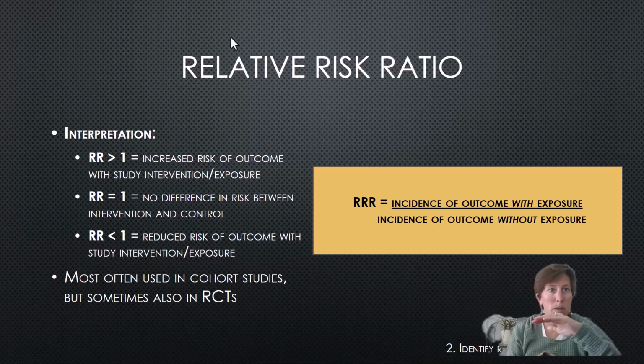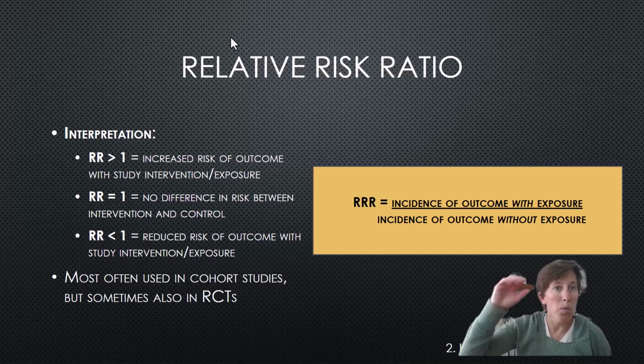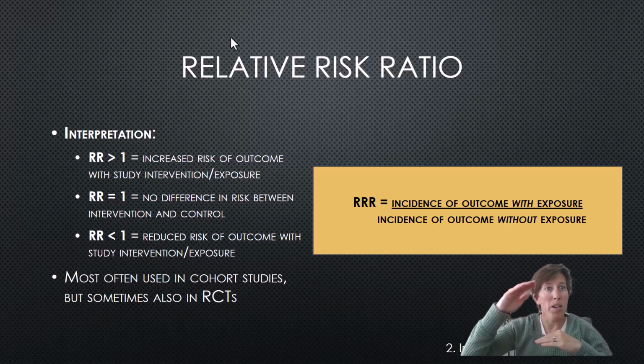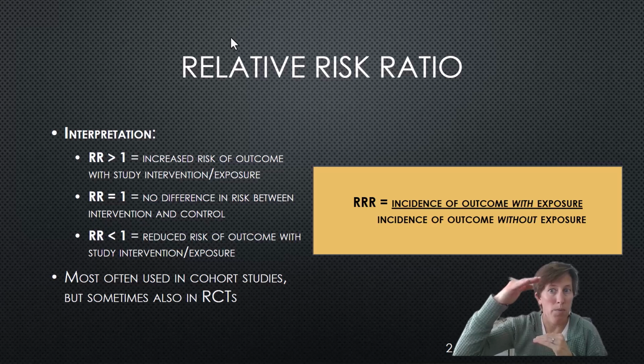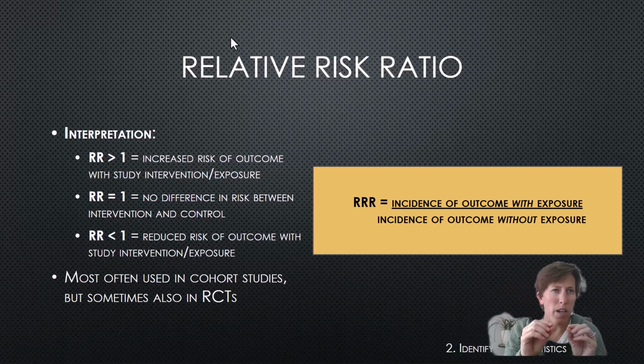Okay, well, let's flip that. So our numerator is lower, our denominator is higher. We have 1 divided by 10 means that there's a reduced risk for those that are exposed compared to those who are not exposed. Let's just look at a couple examples with numbers and outcomes.